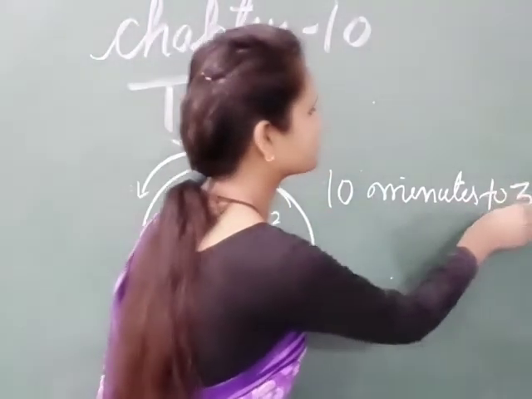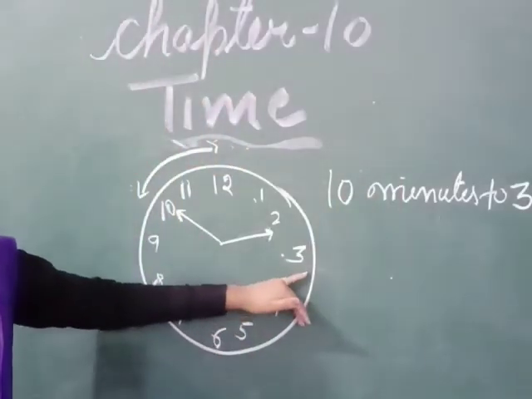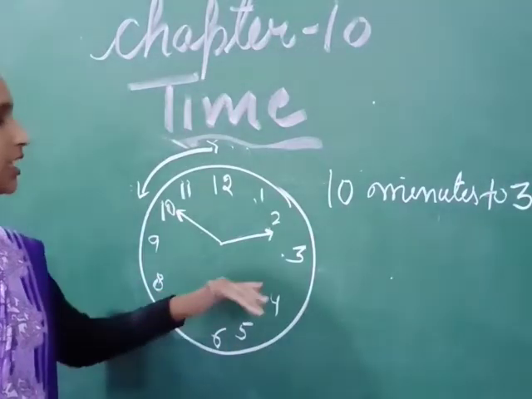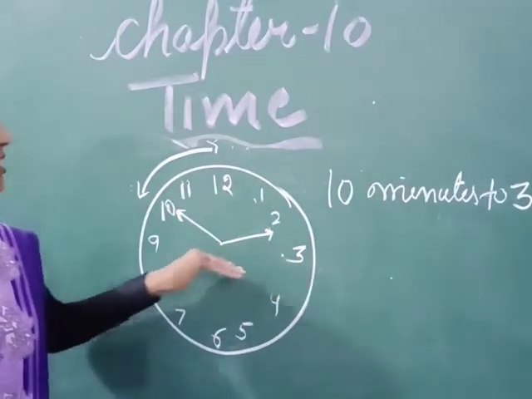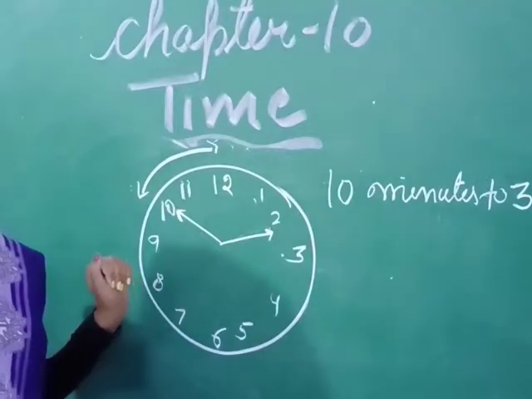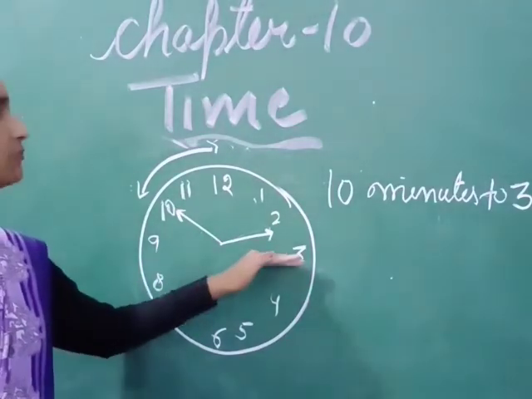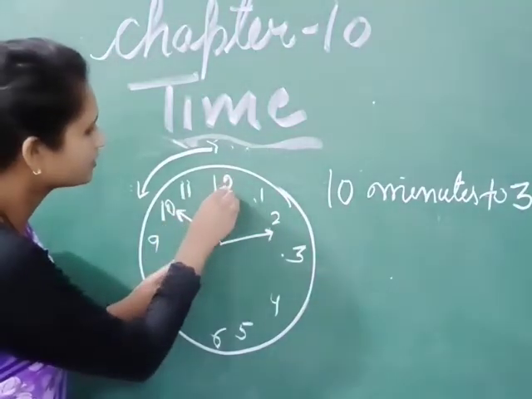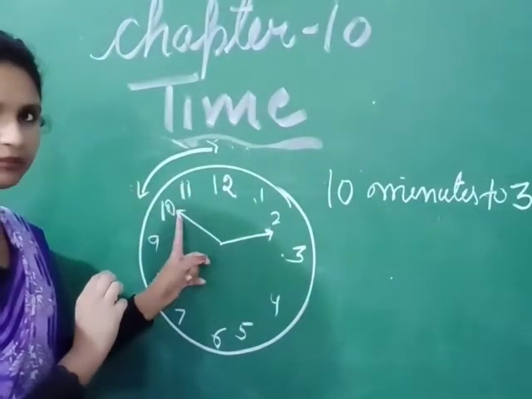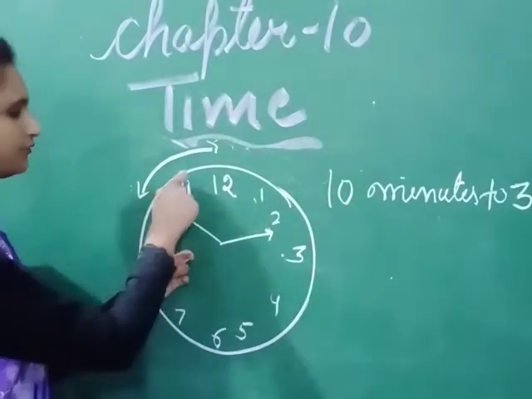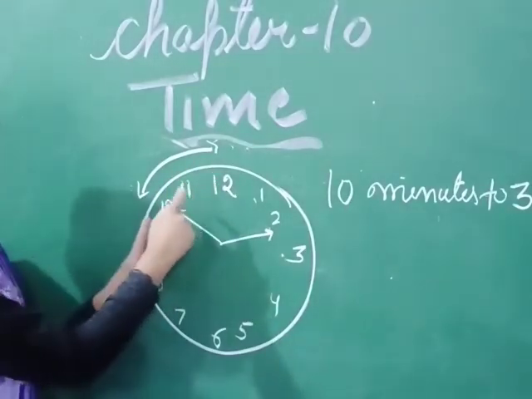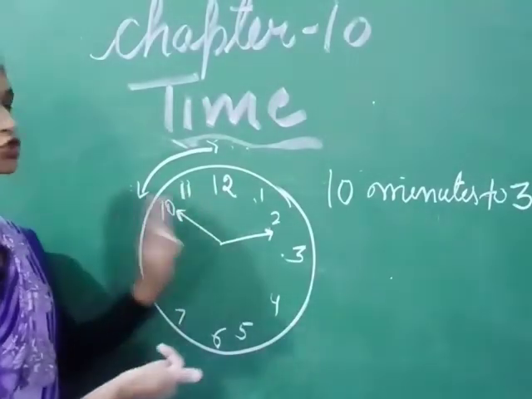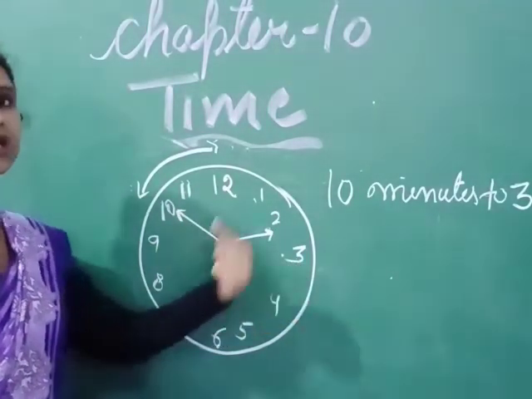10 minutes to 3. Why have I written it? Because if we say it in Hindi, it means there are 10 minutes left for 3 o'clock to strike. We also say there are 10 minutes for 3 o'clock. Okay, from here you have to start 5, 10 minutes. You have to look at how many minutes are there. So you have to say 10 minutes to 3, to the next number.